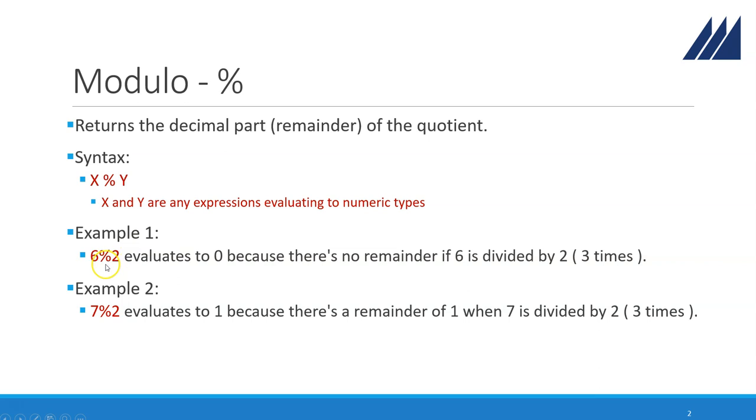Let's take a look at this example over here. 6 mod 2 is going to give you the result 0. Why 0? Because 6 divided by 2 is 3 and the remainder is 0. That's why it gives you the result 0. The other example over here: if we say 7 mod 2, the result is going to be 1. Why 1? Because the result of dividing 7 by 2 is 3 point something, so the remainder is equal to 1. So that's what the modulo is about.